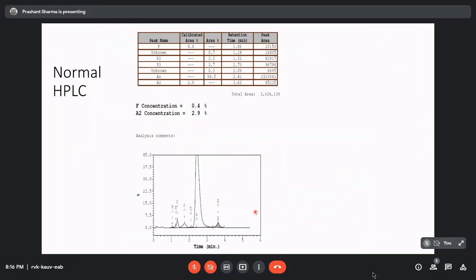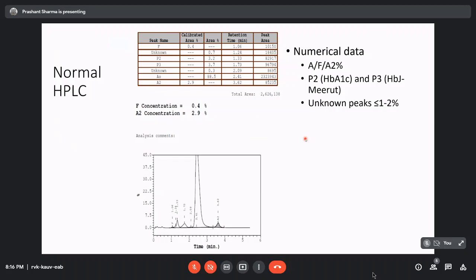So the HPLC, and sometimes people use capillary electrophoresis, are the two commonly used techniques for quantitation of hemoglobin fractions. This is what a normal HPLC looks like. You have the numerical data on the top and you can see the A, F and A2 percentages here. The A gets labeled as A0 because it can separate out P2 and P3, which are also subfractions of adult hemoglobin. And then you have the chromatogram, which you also need to take a look at.